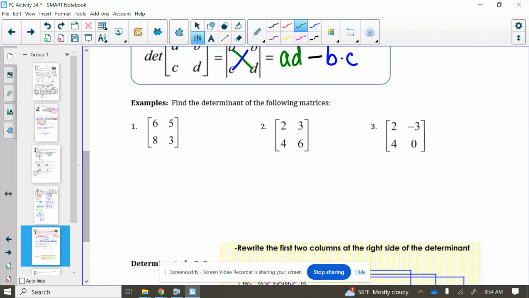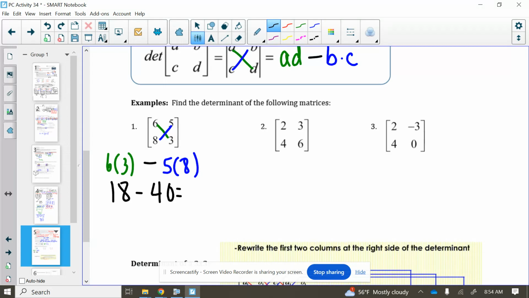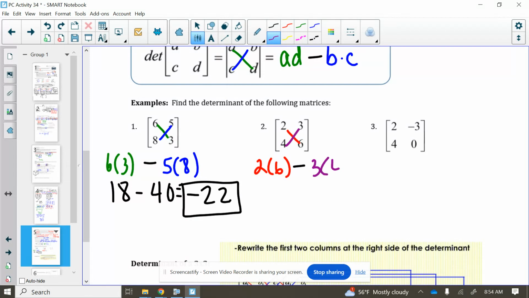So for this first one, we are going to take A times D, so 6 times 3, subtract away from it B times C, so 5 times 8. We end up with 18 minus 40, so we get negative 22. For the second one, we end up with A times D, so 2 times 6, minus B times C, 3 times 4, and that's 12 minus 12. Our determinant this time is 0. So it's always A times D first, minus B times C second. Try that third one on your own.